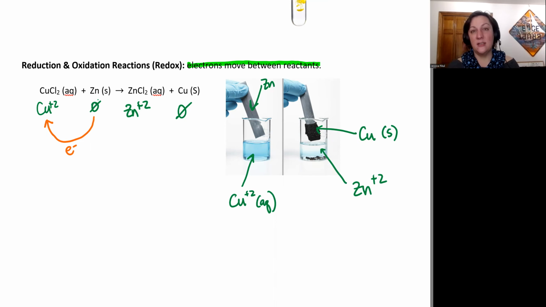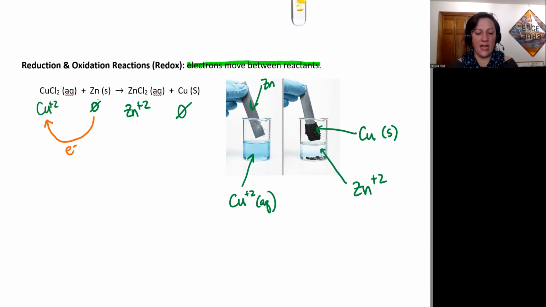We see this in less obvious reactions too. Actually, combustion reactions are also redox reactions. We don't have charged ions floating around, so it's much harder to see. But our oxygen goes from an elemental state with a charge of 0 into a state where it's bonded with carbon and with hydrogen. And it actually requires a little flow of electrons between the carbon and the oxygen to form that, which is super interesting.